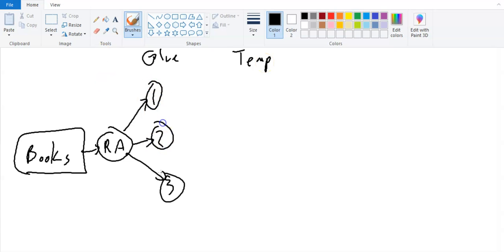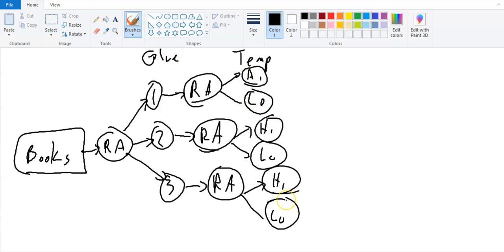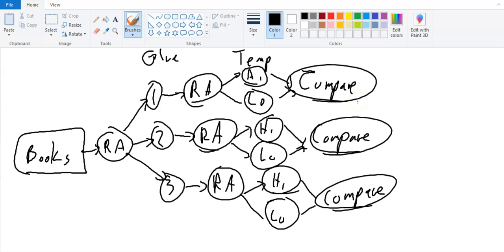So each subgroup is going to have another level, or we'll call it, of random assignment that's going to assign it to receive either the high or the low temperature. We need to compare the results of the temperatures first, so we'll compare the results here, and then of course at the end we can compare the 3 different glue types.